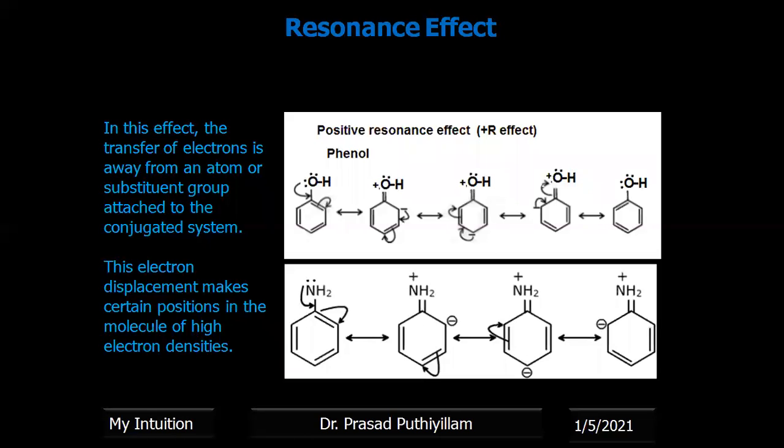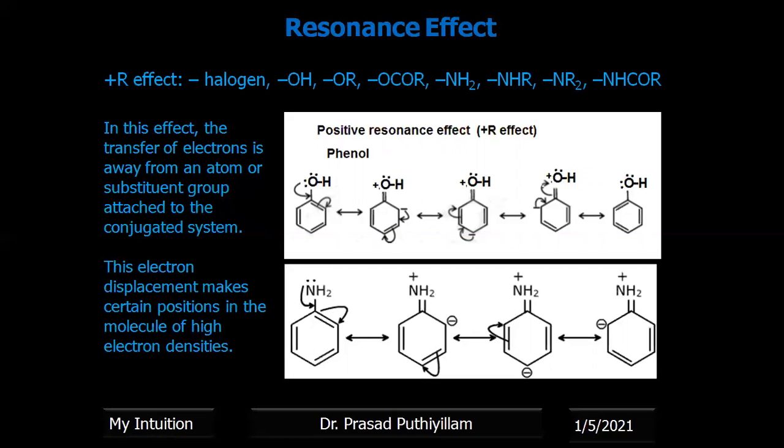Another example is aniline, in which the lone pair of electrons moves toward the inside of the benzene ring, away from the substituent. That means the transfer of electrons is away from an atom or substituent group attached to the conjugated system. This electron displacement affects certain positions in the molecule, giving high electron density. Those positions with high electron density are the ortho and para positions. This type of group we call a plus R effect group. For example, halogen, OH, OR, OCOR, NH2, NHR, NR2, and NHCOR are examples of groups which give a plus R effect.